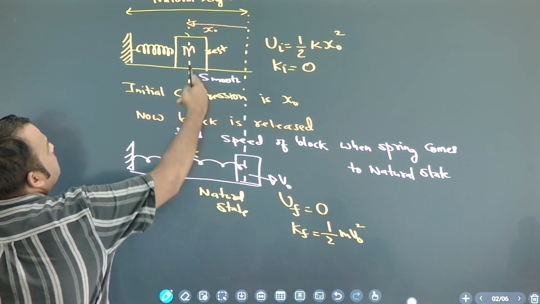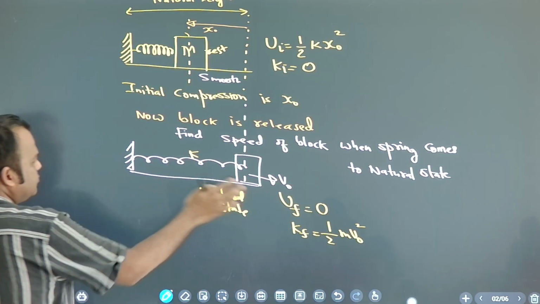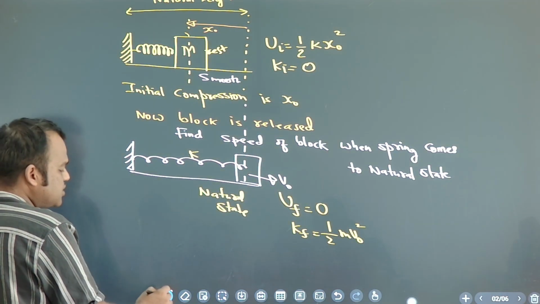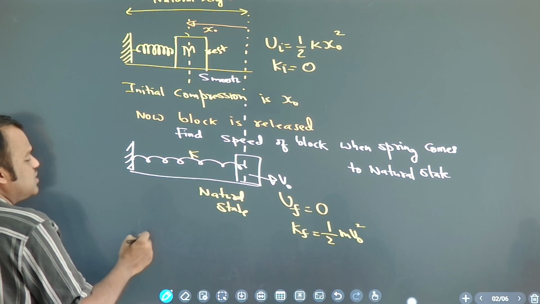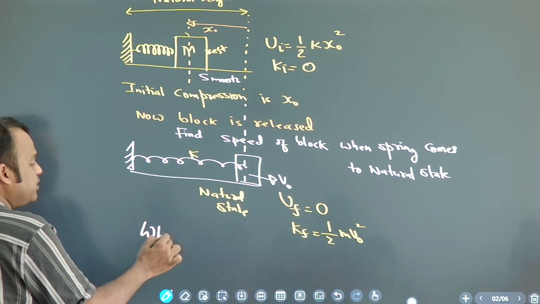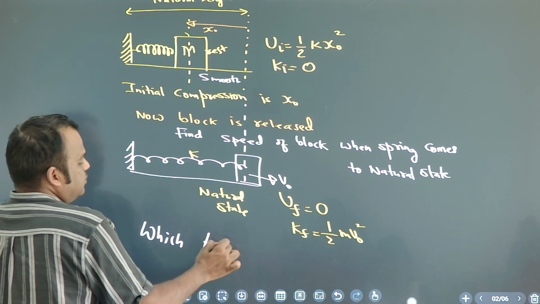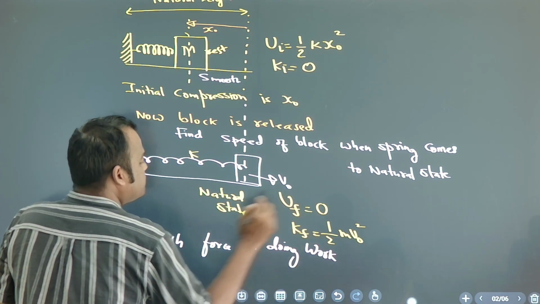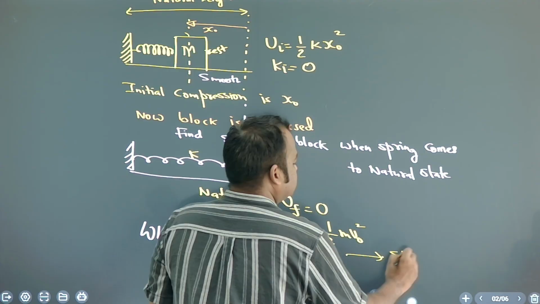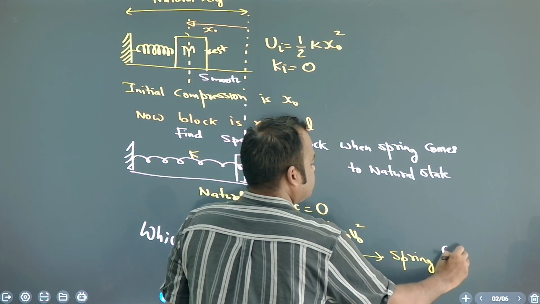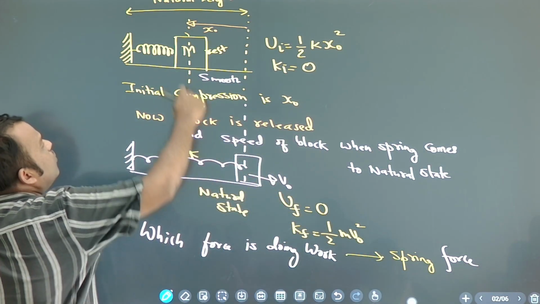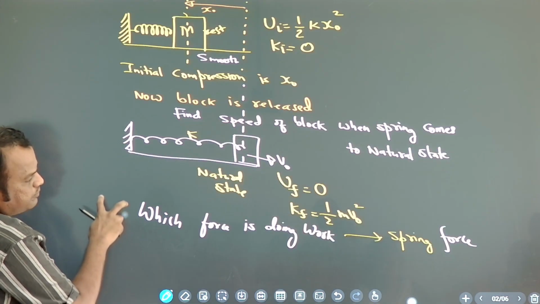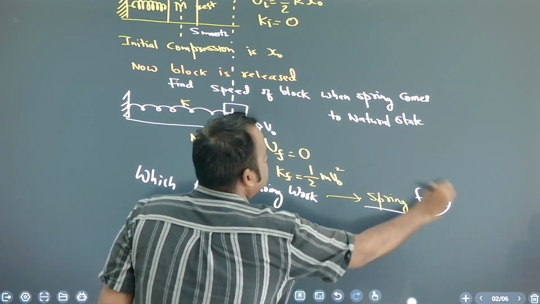Okay. A smooth surface is there. Surface is smooth. So which force is doing work? Spring force. Very good. Work done by normal is 0, work done by mg is 0. Okay, so only spring force is doing work.